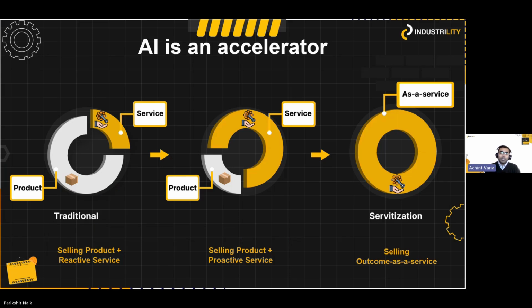All right, so I'm an entrepreneur. I like to keep things simple. So let me start off with what we mean by servitization, and obviously Parikshit will take us through the how and the why and what of servitization. But in very simplistic terms, traditional businesses sell products. Engineering companies sell products, and service is very much a reactive approach.